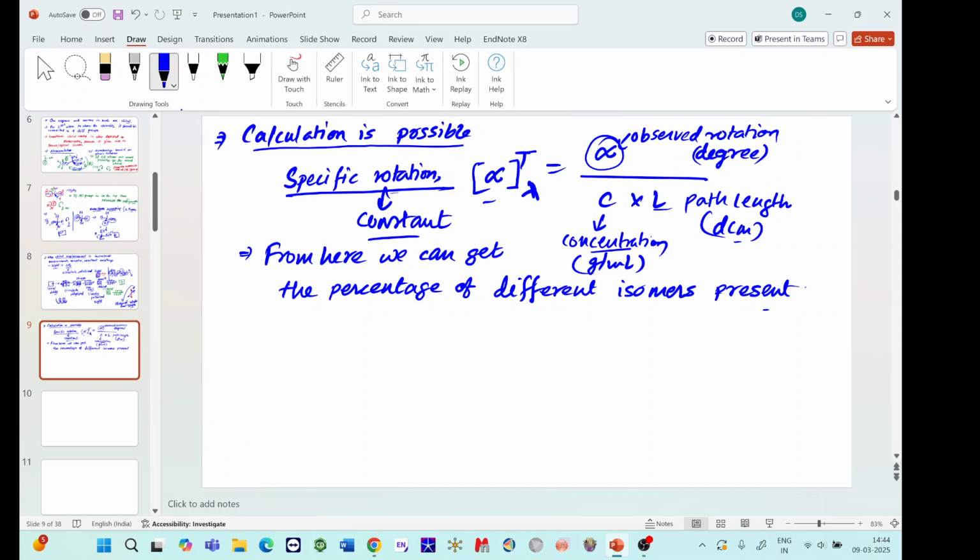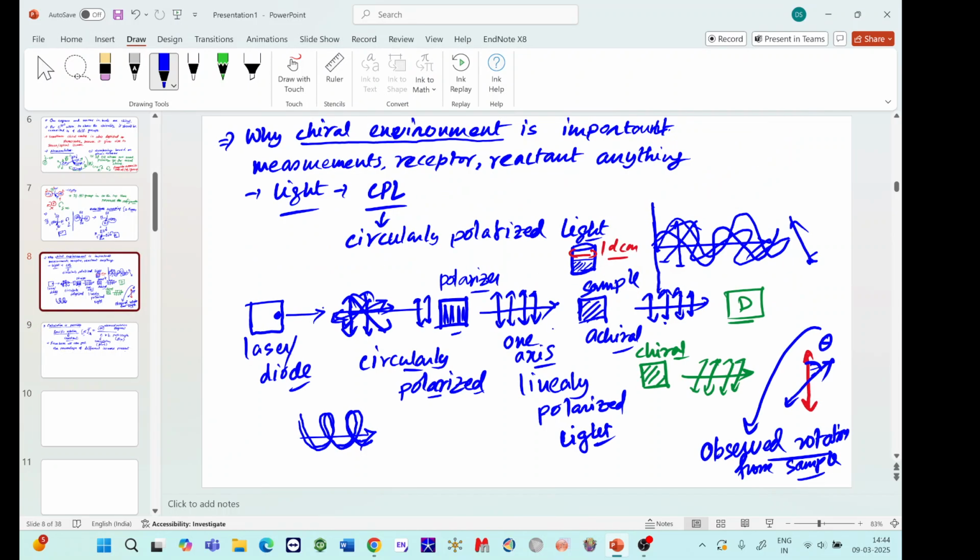So one more thing I forgot to discuss here. If your theta is positive, this is called d. If theta is negative, it is called L. D means dextro-rotatory and L means levo-rotatory. But D and L have no consequence with R or S. Mind it. We cannot determine whether any molecule is R or S from the measurement.